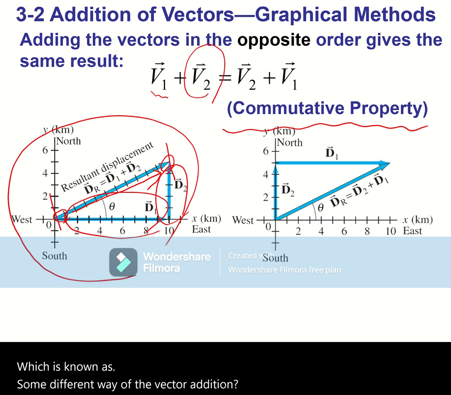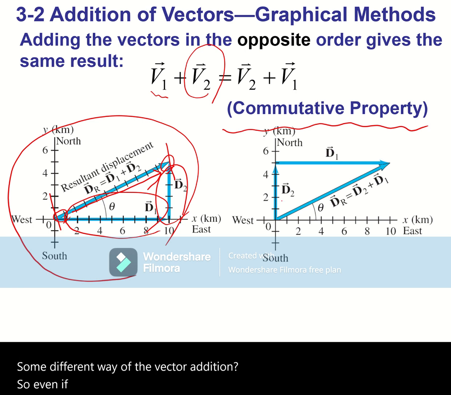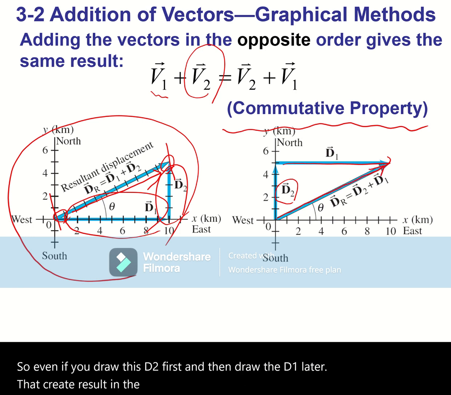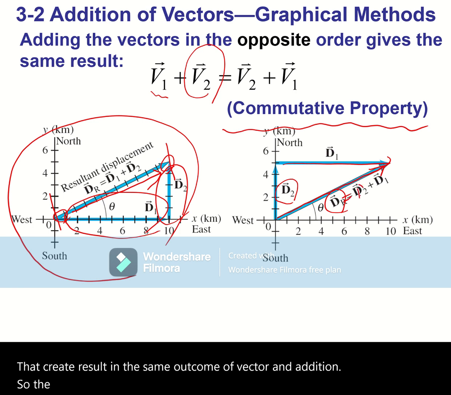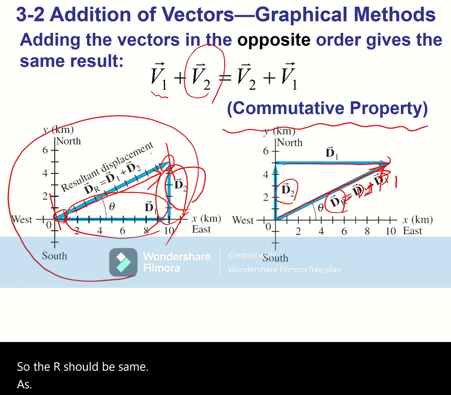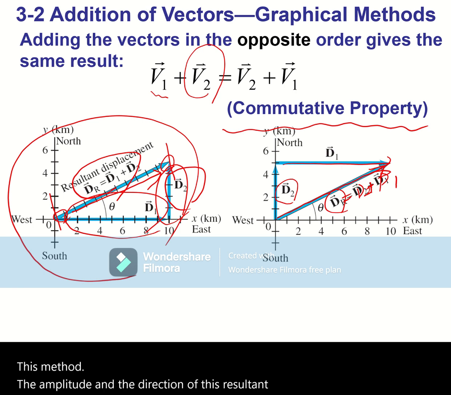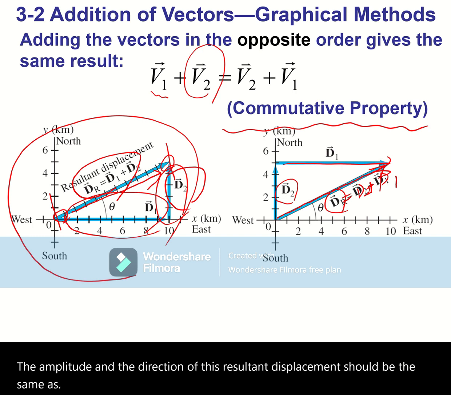So even if you draw this d2 first and then draw d1 later, it results in the same outcome of vector addition. So the resultant R should be the same as with this method. The amplitude and the direction of this resultant displacement should be the same as d1 plus d2.